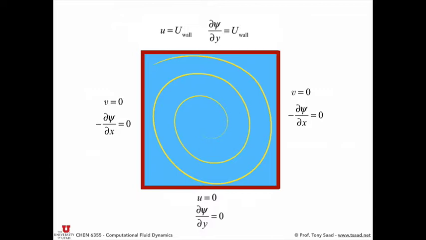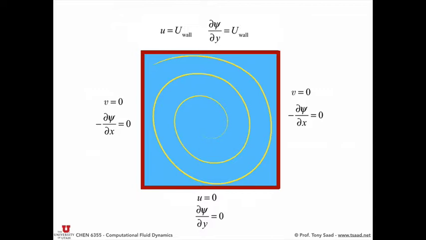Now at the top, you were probably wondering, how do we get the velocity at the boundary to get into the domain? How do we drive the flow? It's through this. u is equal to u wall, some value that we fix. And therefore, that gives us ∂ψ/∂y equal to u wall. We're not there yet because we really want vorticity.